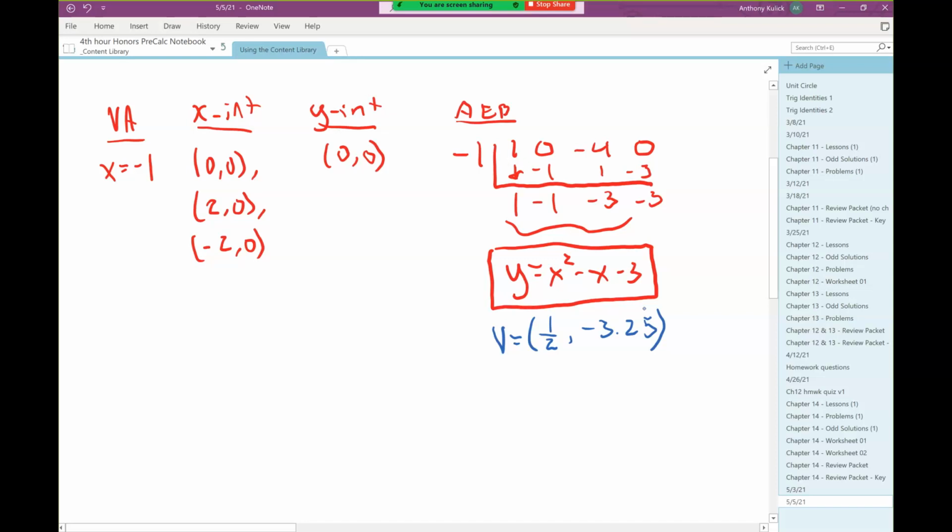Wait, what did you just do? So the x-coordinate of the vertex is -b over 2a. So that's going to be the negative of -1 over 2 times 1, so 1/2. And then I just plug the 1/2 back in for x to get the y-coordinate. So 1/4 minus 1/2 minus 3 is -3.25.